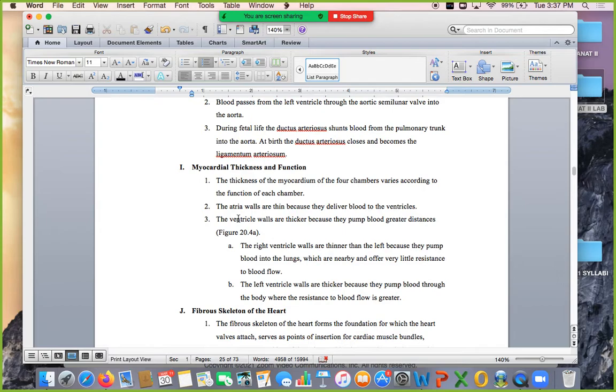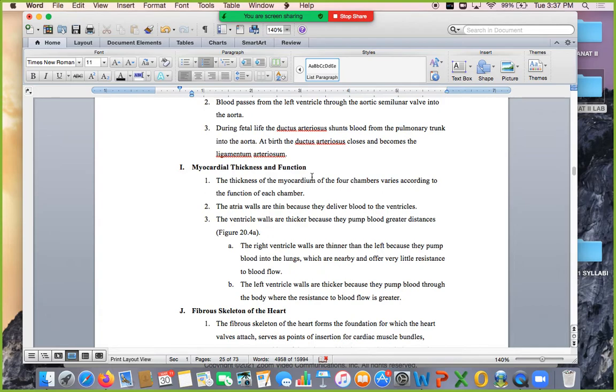Additionally, one more difference between the fetus and the adult is that we have a ductus arteriosus in the fetus, which becomes the ligamentum arteriosum. So we actually have a 4th shunt that comes off of the pulmonary trunk in the aorta of the fetus that is not found in the adult. It's just going to close off into a ligament called the ligamentum arteriosum.